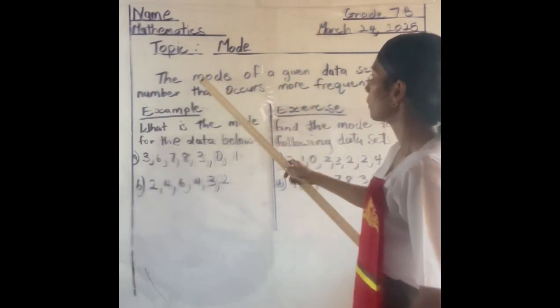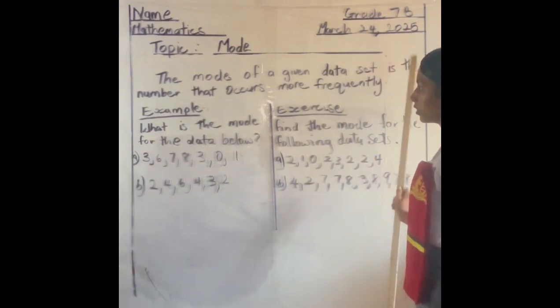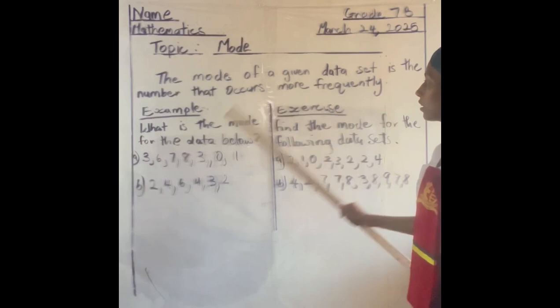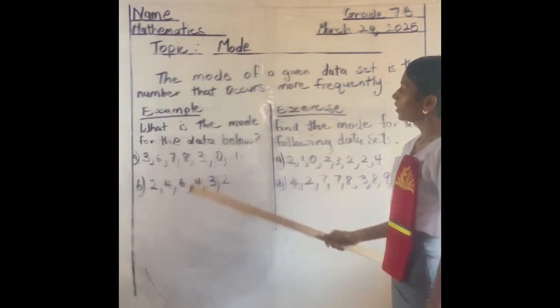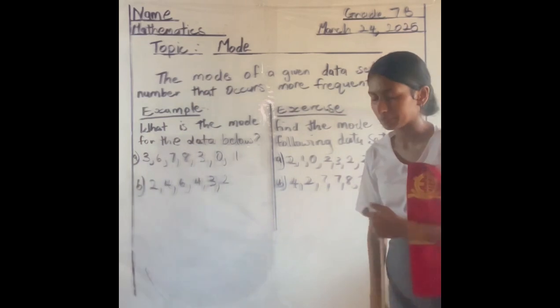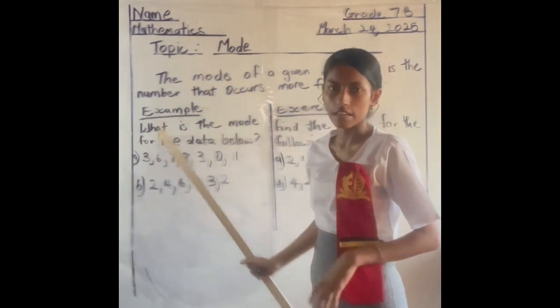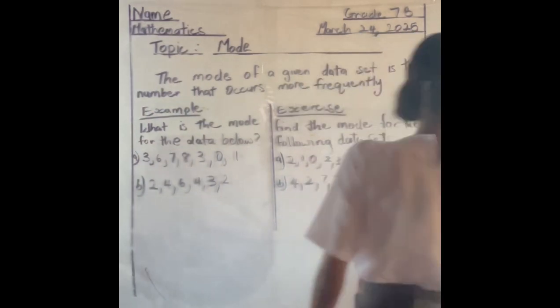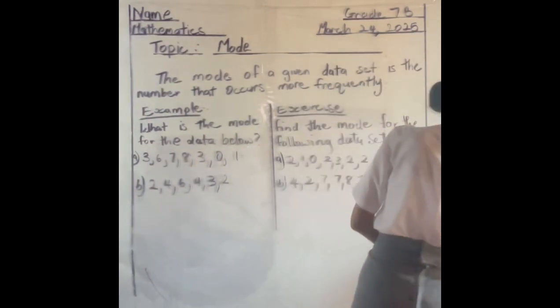So the mode of a given data set is the number that occurs most frequently. I have an exercise here for us to work, so let us do so. We have one mode in this one.